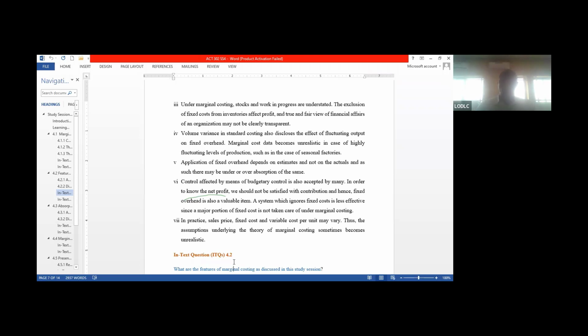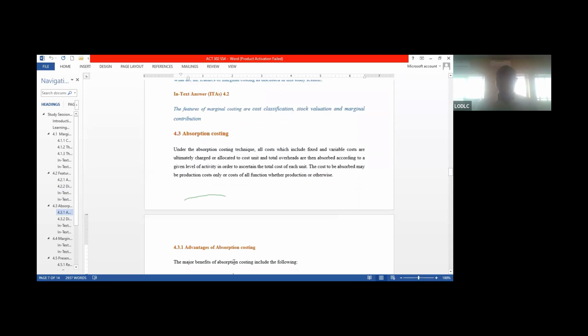When we get to the root of this topic, you should be able to understand what I mean by incremental fixed cost, because incremental fixed cost varies with the level of output. Although they are fixed, they vary with the level of output. In practice, sales price, fixed costs, and variable cost per unit may vary. Thus, the assumption underlying the theory of marginal costing sometimes becomes unrealistic. So those are the disadvantages of marginal costing.